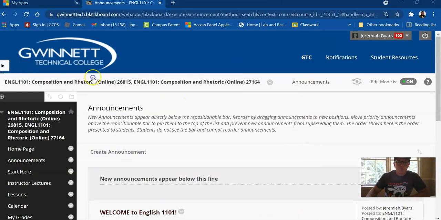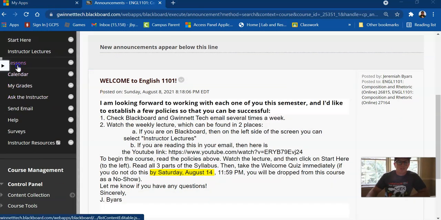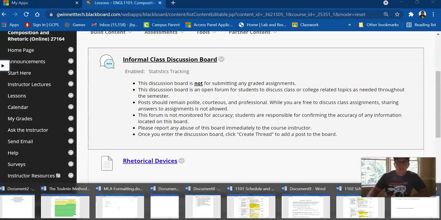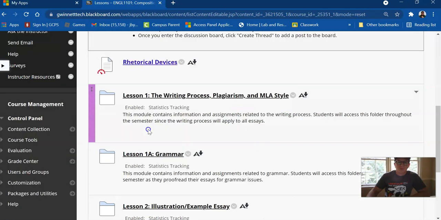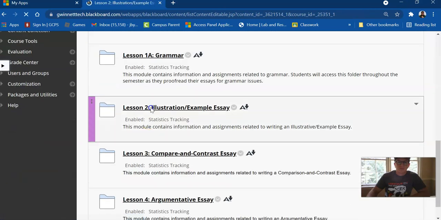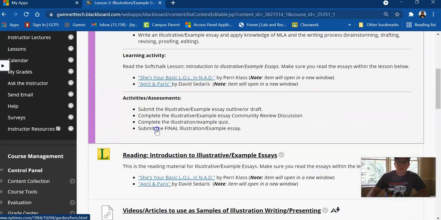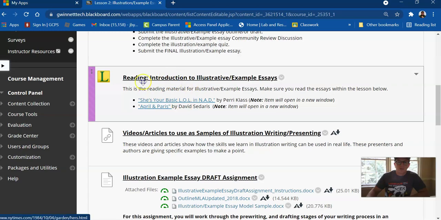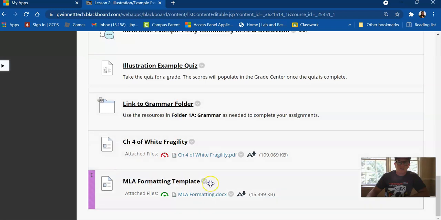Okay, so if you go to our course page, go to Lessons. Just as the sheet tells us, Introduction to Illustrative Example Essays, Lesson 2. Let's go to Lesson 2. Okay, you can read this stuff. Read this chapter right here. Okay. And there's the MLA formatting template for when you start writing your rough draft.